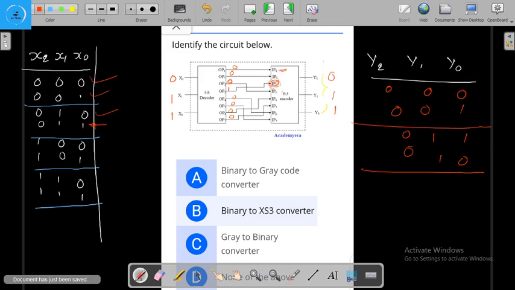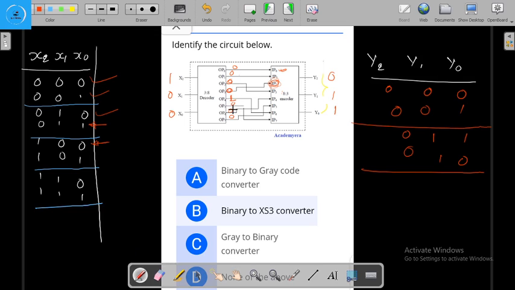Now for 100, how are we going to get the output? For the input 100, this op4 will be activated. This op4 will be 1, and all the rest of the outputs will be equal to 0.